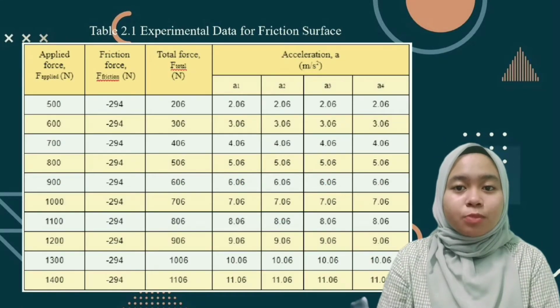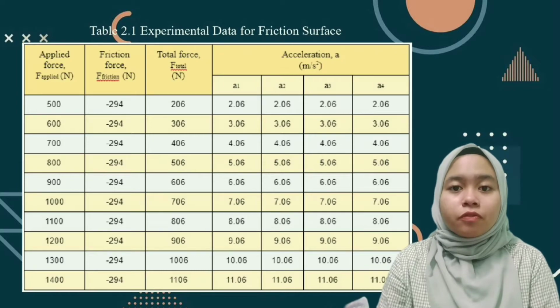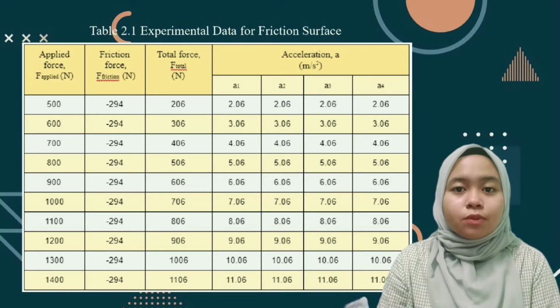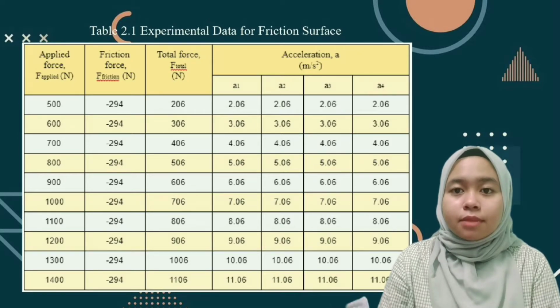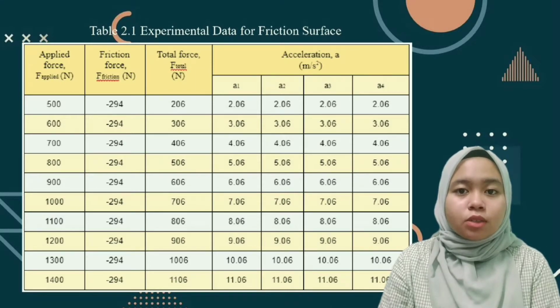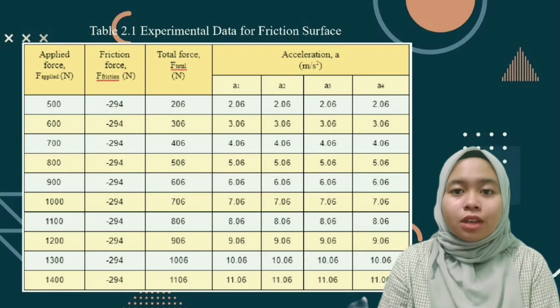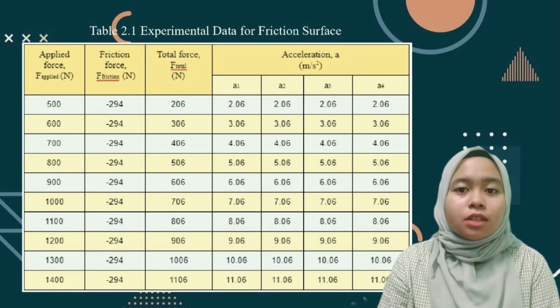And for experiment 2, the value of friction force is negative 294 Newton because we use wood as a surface. Then, the total force of this experiment, we will get 206 Newton because we add the applied force with the friction force. And for this experiment of friction, we will get a difference of total force and the value of acceleration.